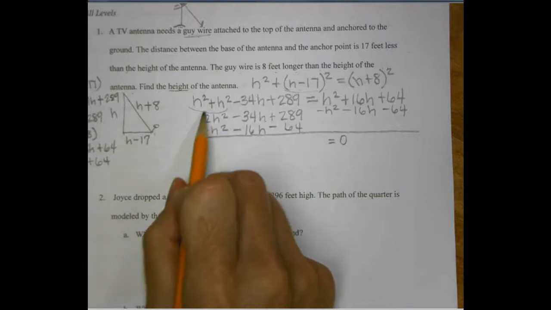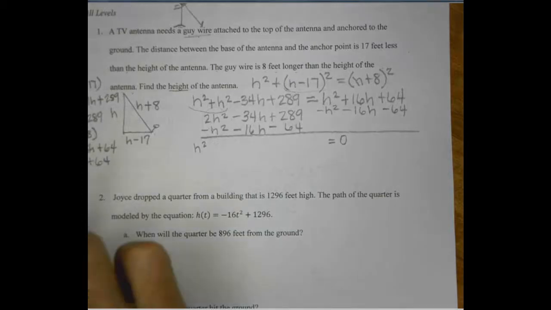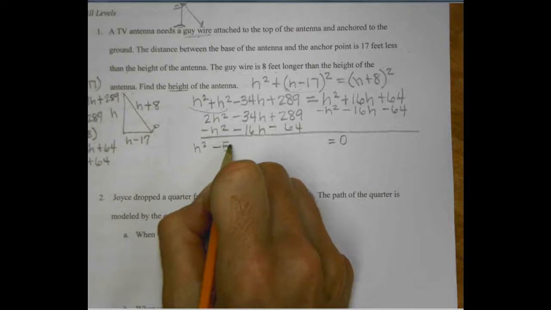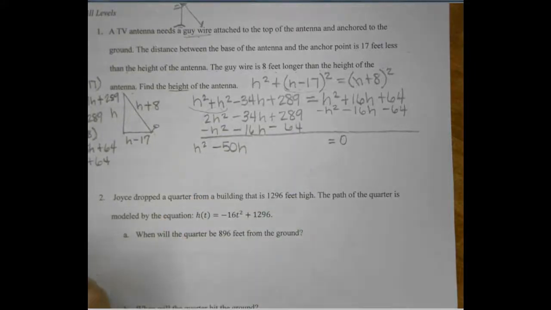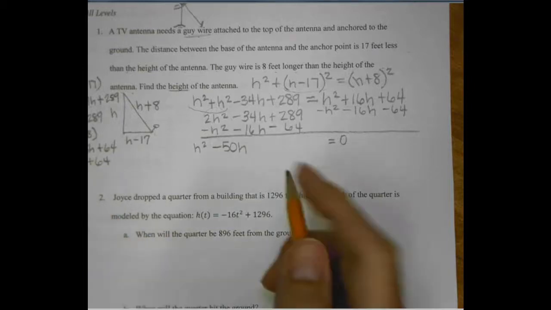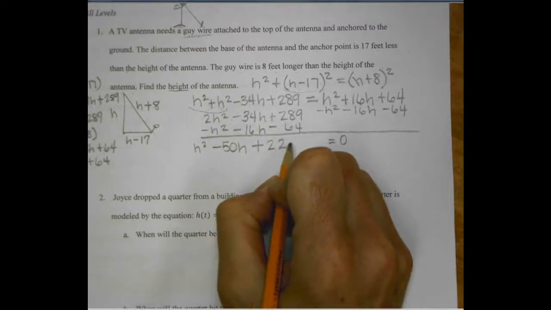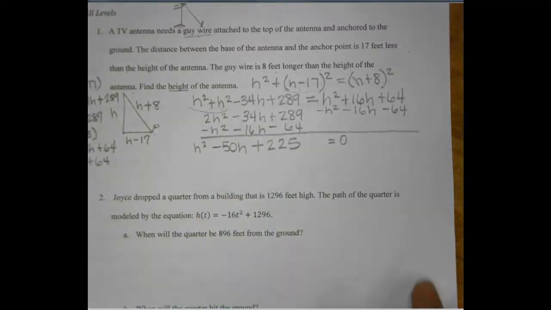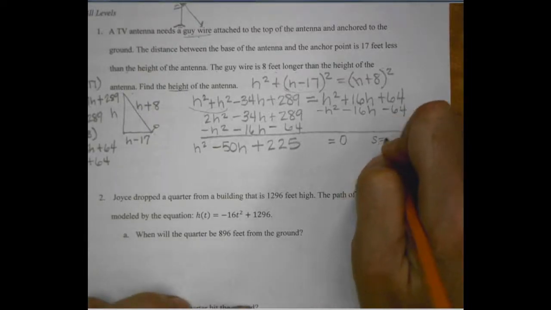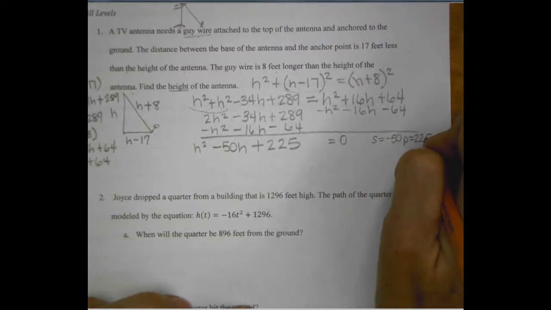On the left hand side this comes out to just an h squared, and I have 34 and 16, they're both negative, so I have negative 50h, and then I have 289 and 64, so I have to subtract the two of them and I get 225. Now I want to factor that, and I'm looking for a sum of negative 50 and a product of 225.